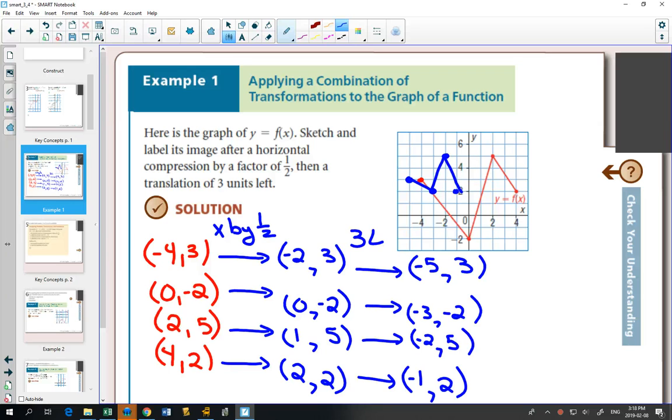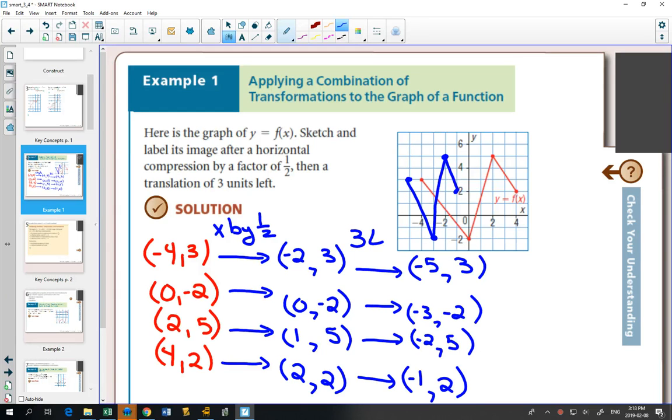What did I do wrong? Yeah, I forgot. My labeling went bad. Okay, -5, 3. That one was good. -3, -2. I totally forgot that negative. That should be down here. Okay, -2, 5. That one was okay. And -1, 2. That one was okay, but this bottom point was wrong.